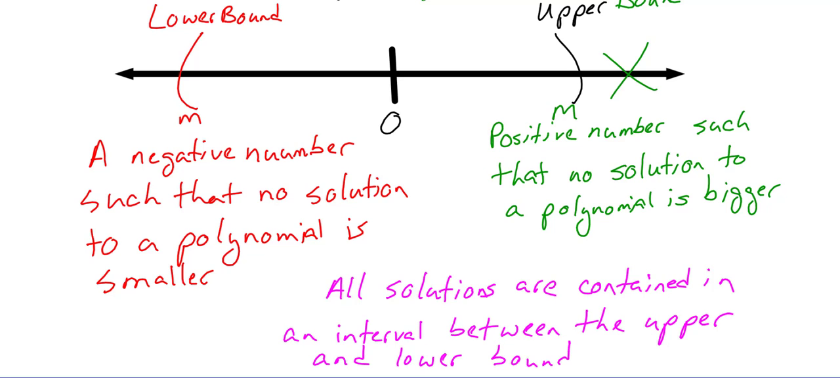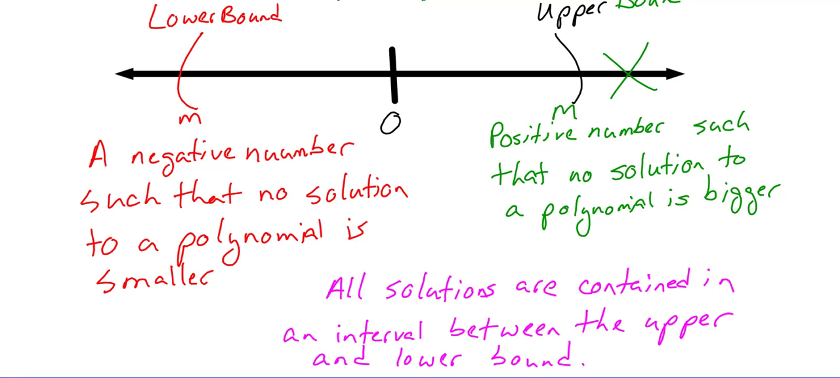And what we use the upper and lower bound for is, if we can find the upper and lower bound, we can use it to take our potential zeros that we found previously and minimize them, so that way we know we only have to look at these few numbers to see if it's a solution to the polynomial function.